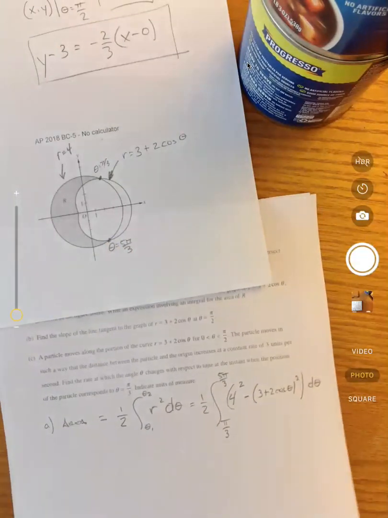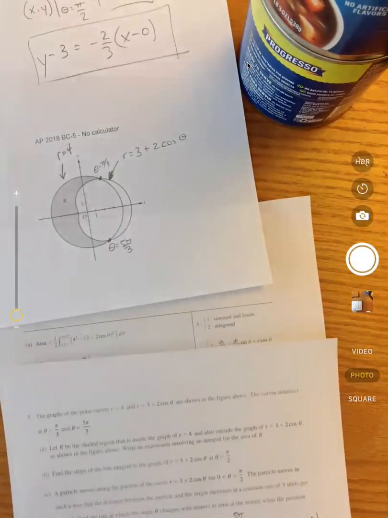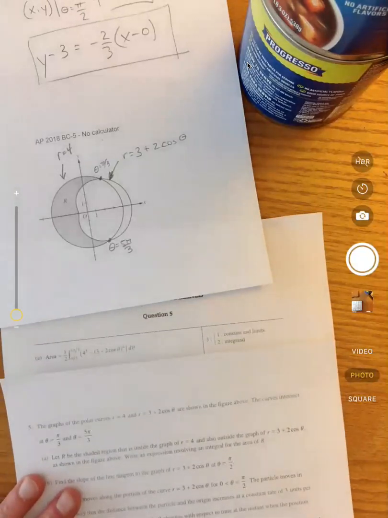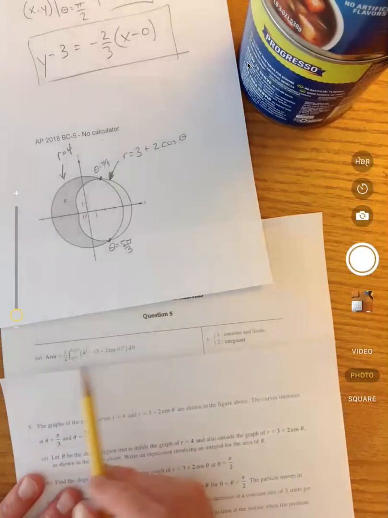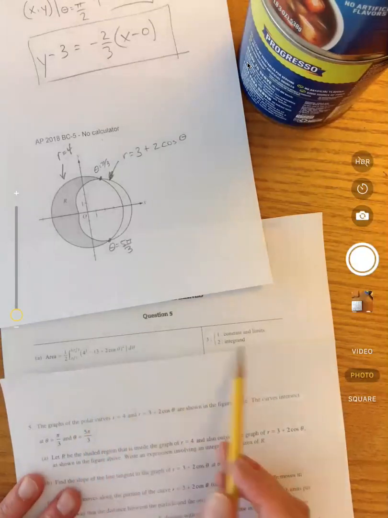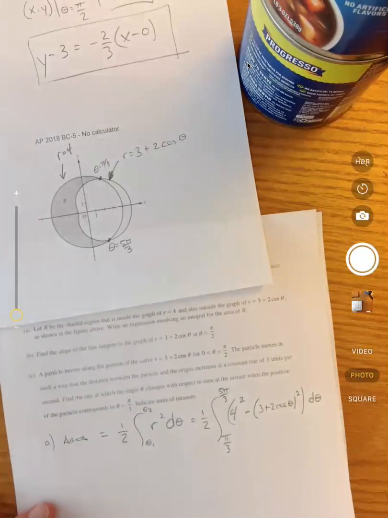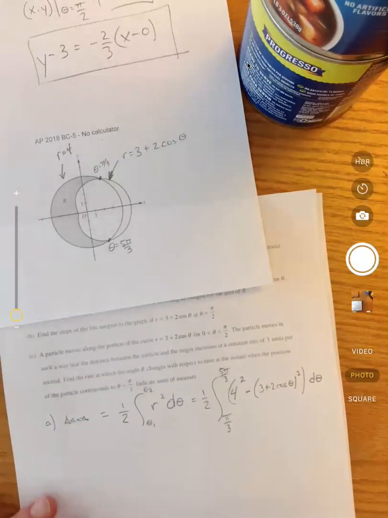And right there, that alone would have gotten us 3 points on the exam. My next page is the actual scoring guide. So there it is, 1/2 the outer squared minus the other one squared. That got you 3 out of 9 points just for writing that integral. That's it. So that's pretty easy.